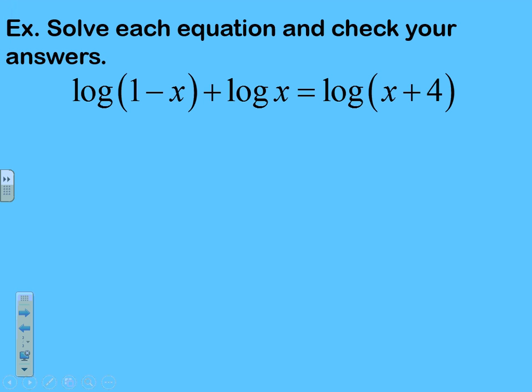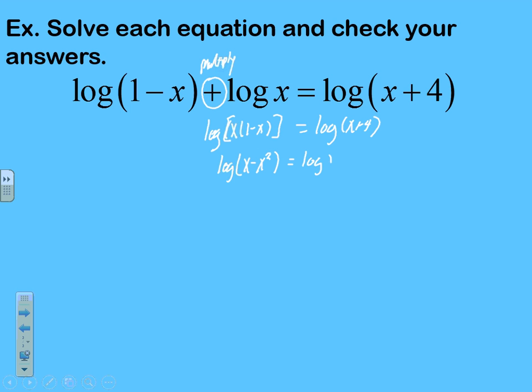Here we have the log of 1 minus x plus the log of x is equal to log of x plus 4. Now, again, the plus between the two logs says to multiply the expressions together. And so to condense the stuff on the left, we're going to get log of x times the 1 minus x. And on the right side, we just have log of x plus 4. So multiply by distributing the x into the parentheses, and I will get log of x minus x squared being equal to log of x plus 4.